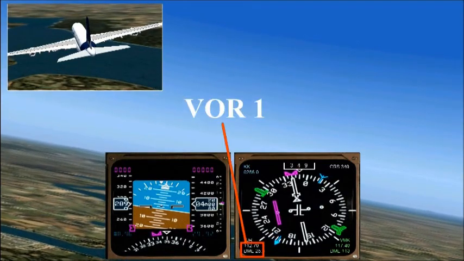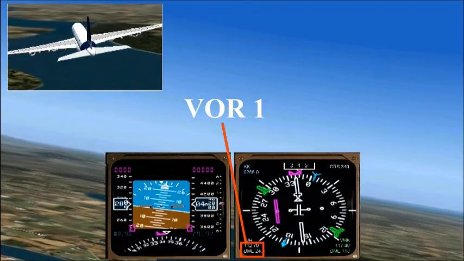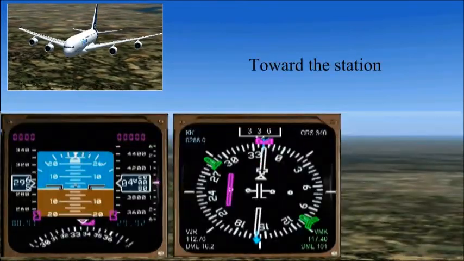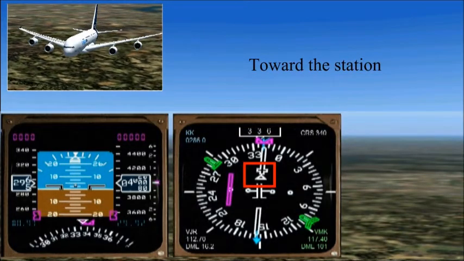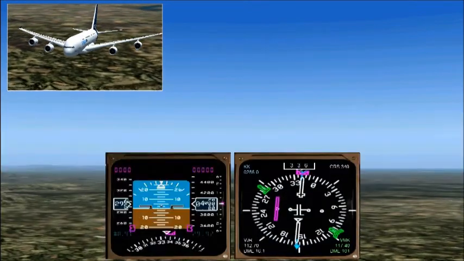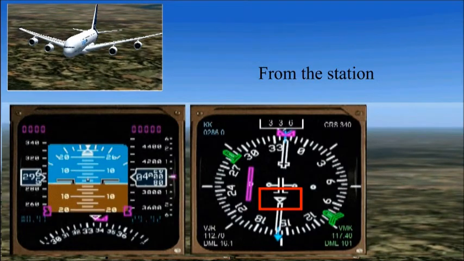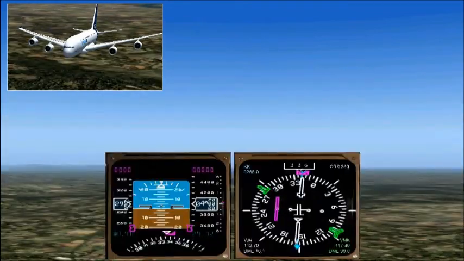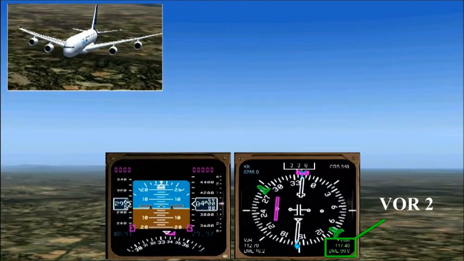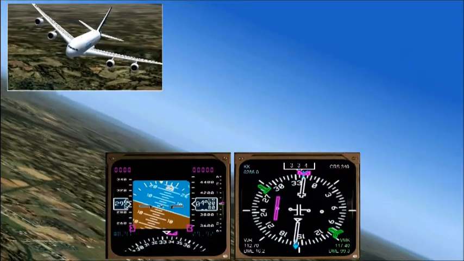Thus, we must change the heading according to the white VOR1 indicator, which is the radial given by VOR station VJR. We can see a small triangle at the VOR1 indicator. This triangle is pointing outward, which means we are flying toward the station. When we have passed through the VOR station, the triangle will point downward. Next, we follow the direction provided by the green VOR2 indicator and fly toward the VOR station VMK.